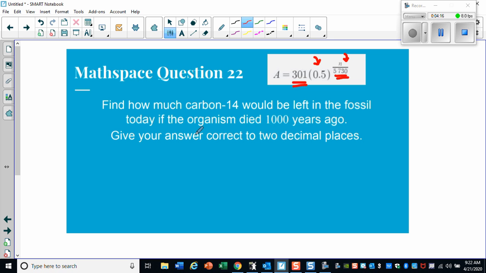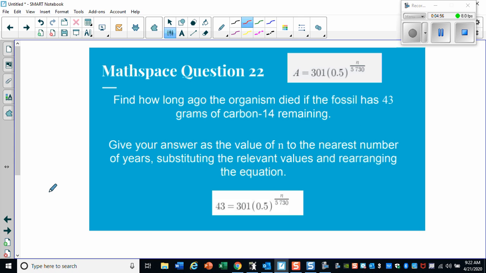So question B was, how much carbon-14 would be left in the fossil today if the organism died 1,000 years ago? Okay, so died 1,000 years ago, so that is going to be, right now, that is our n, or our time spent decaying. So you would just fill that into your formula and use your calculator to get that answer. Because we started out with 301 grams, we're multiplying it by 0.5, and then it's been decaying for 1,000 years, and we know the half-life time is 5,730 years. Half of it will be left after 5,730 years.